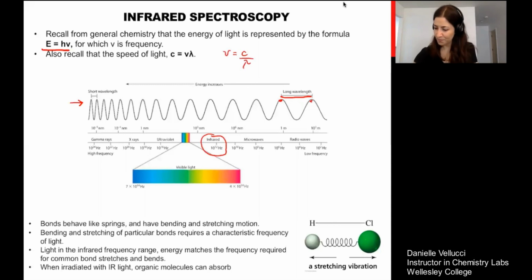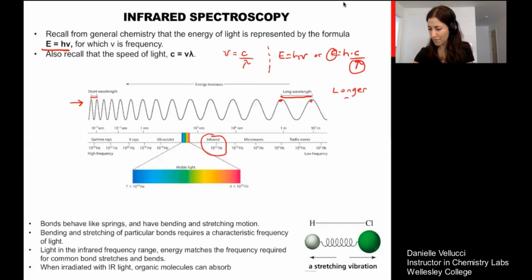Again, this shows the relationship that the frequency and the wavelength are inversely proportional. High frequency correlates to short wavelength. If we place that into our original formula, E equals hν, we can think of this as E equals h times c, the speed of light, over λ. And we see that energy is inversely proportional to wavelength. The longer the wavelength, the lower the energy of the light.